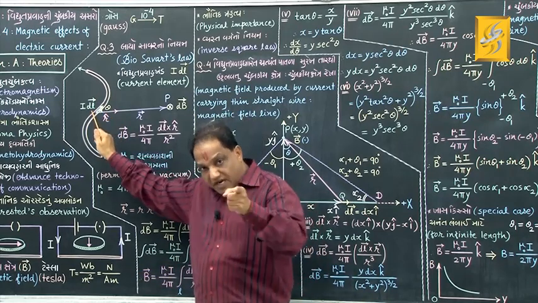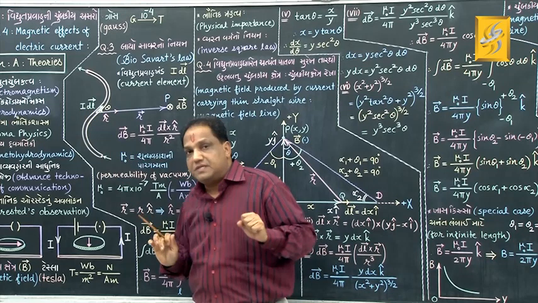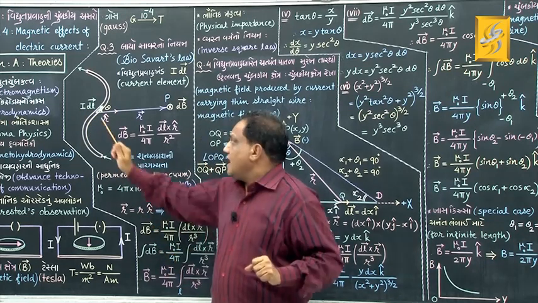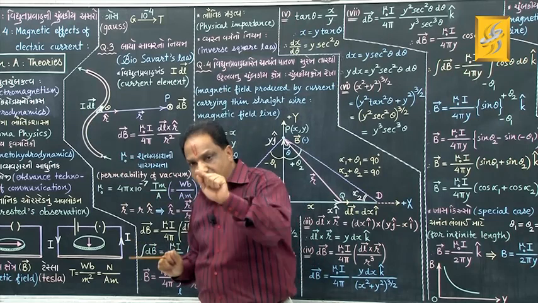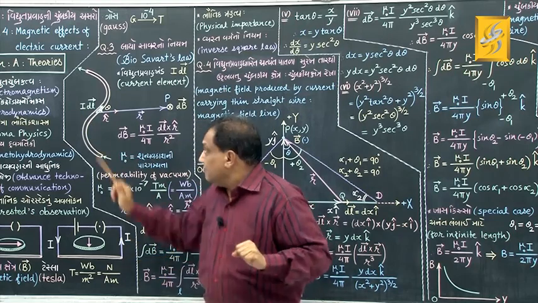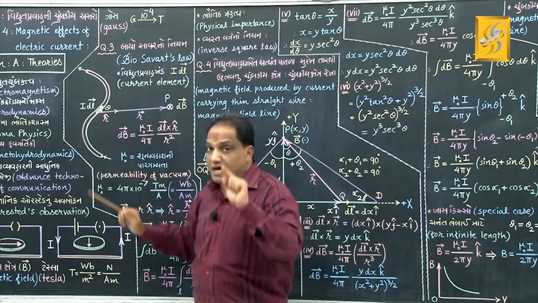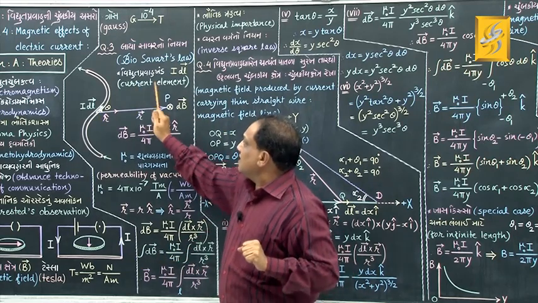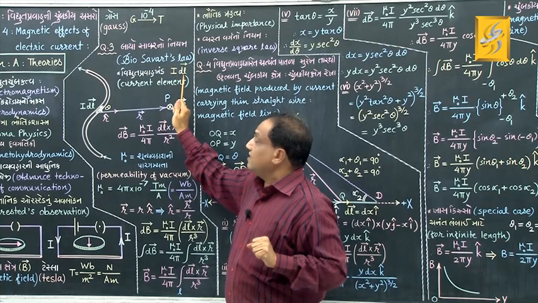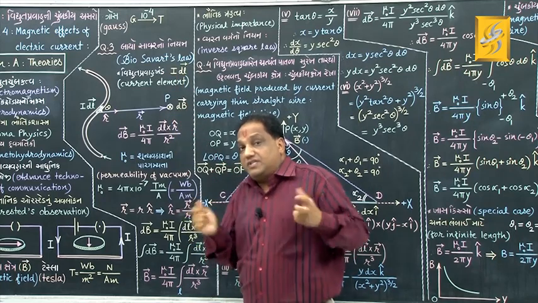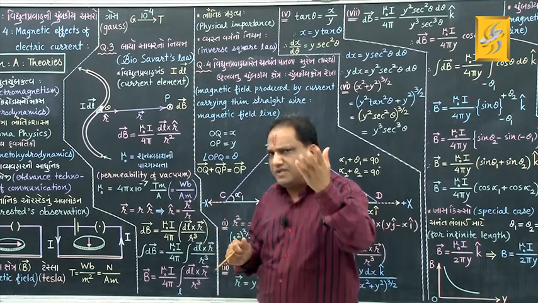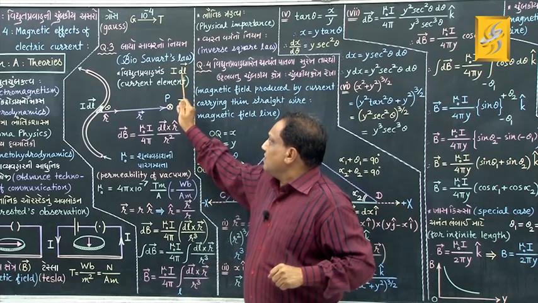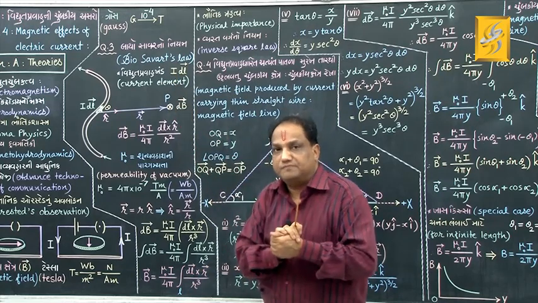And now you please multiply it by current, and then you will get the term I into vector dl, I into vector dl, correct? This very term is known as the current element. Here I have written current element, it is I into vector dl. Now what is the SI unit of this current element? Very simple, ampere into meter, ampere into meter, correct?